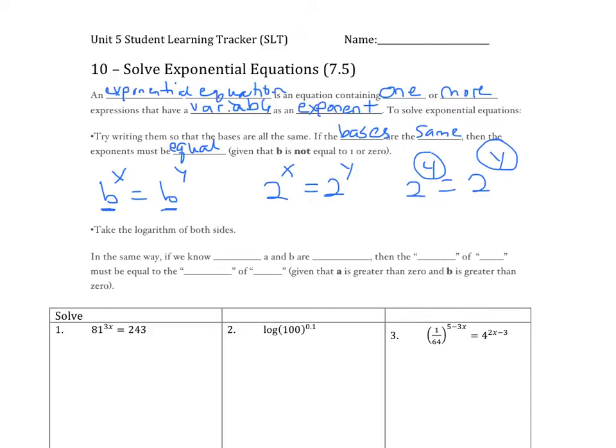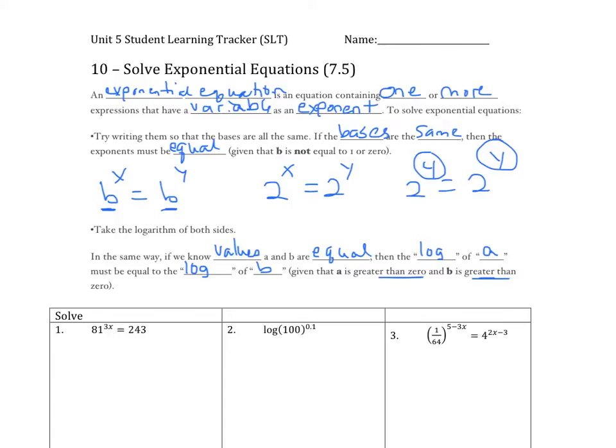We can also look at taking logarithms of both sides. So we know that an exponent and a logarithm are inverses, just like addition and subtraction, or square root and square. Whatever I do to one side of the equation, I do to the other side. So in the same way, if we know values a and b are equal, then the log of a must be equal to the log of b, because their exponents have to be equal. Logs are exponents, so they have to be equal. Given that a is greater than 0 and b is greater than 0, so we're not going to do it if it's an exponent of 0.